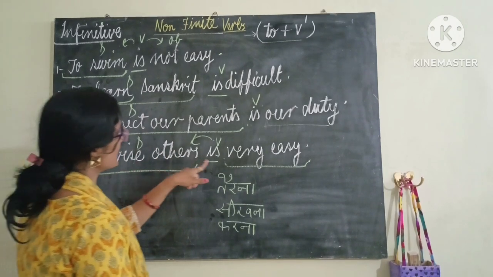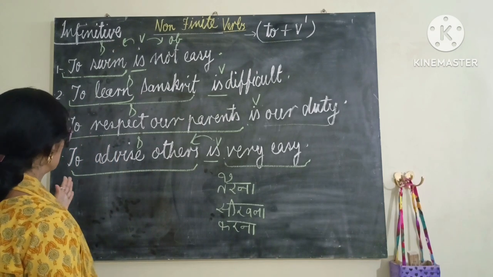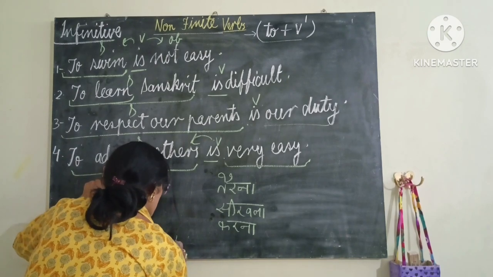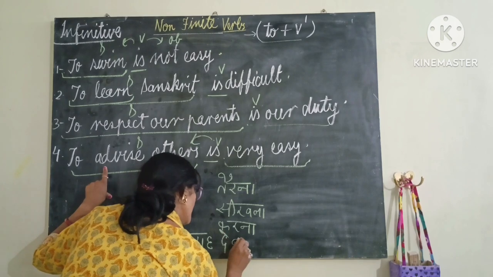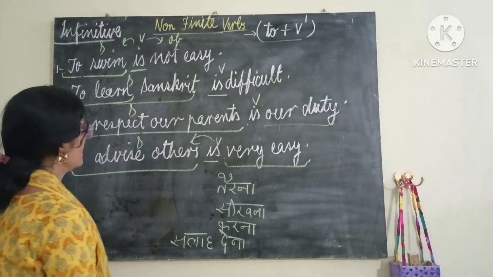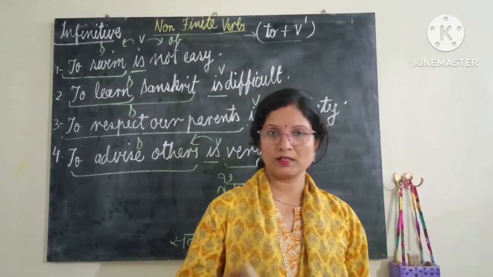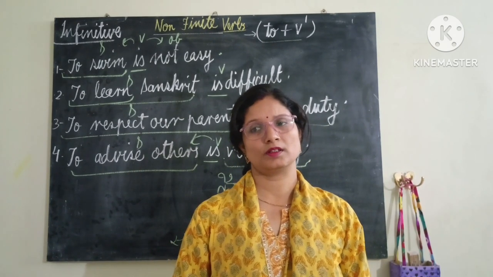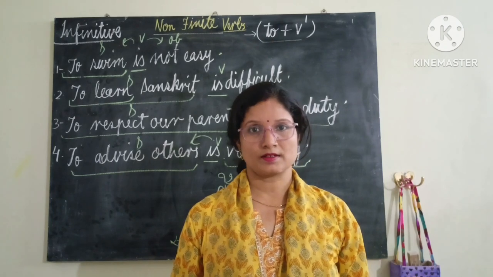Now, to advise others is very easy. Here also, to advise others, if you translate in Hindi, it becomes दूसरों को सलाह देना. सलाह देना is very easy. बहुत आसान है दूसरों को सलाह देना. So the words are ending with "na". You can see in place of object also what we have. I have given you sentences. You can translate into Hindi and you can see the words will end with "na" letters.